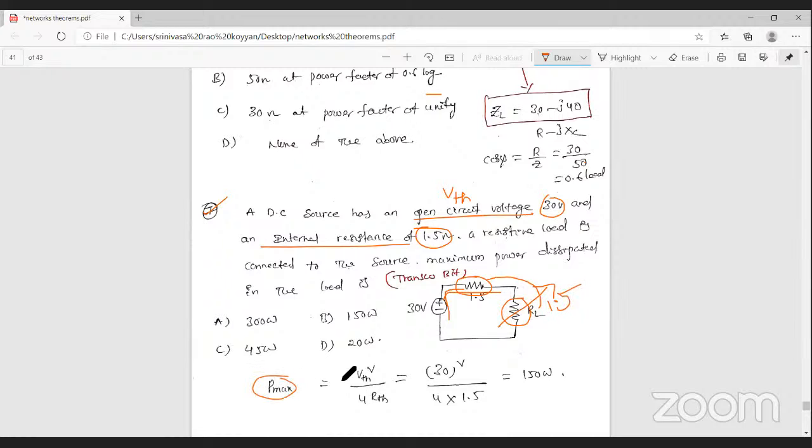So what is the formula for maximum power? VTH squared by 4RTH. Or simply you can use I squared R. How does I come? Here 30 volts divided by the total resistance, 1.5 plus 1.5, that is 3, whole squared, into the load resistance. What is the value? 1.5. That is the maximum power.